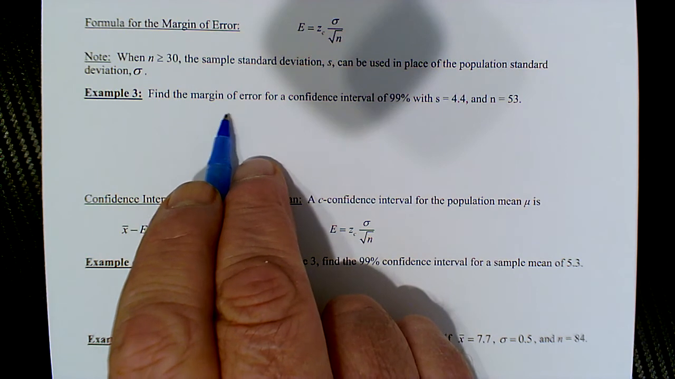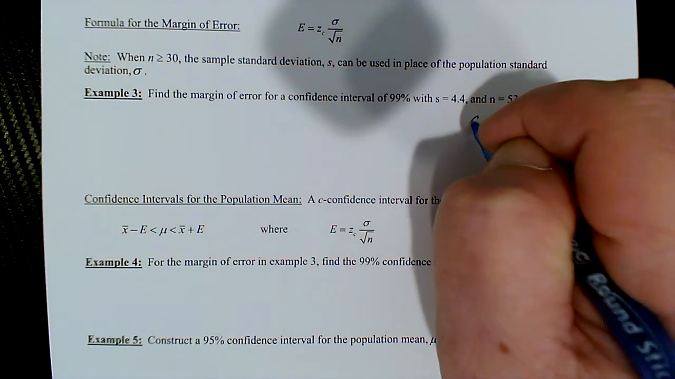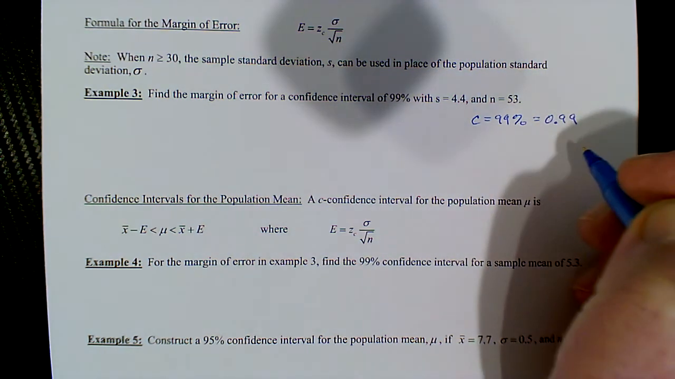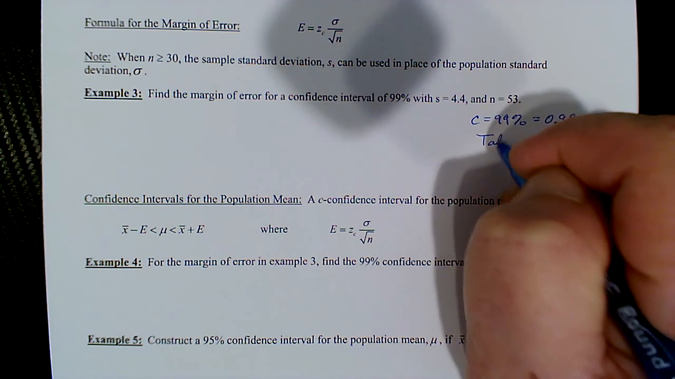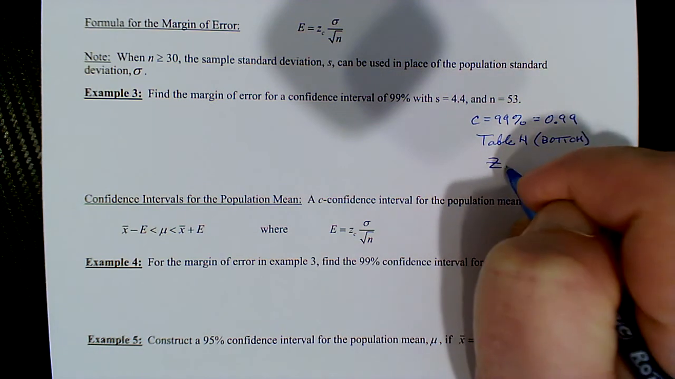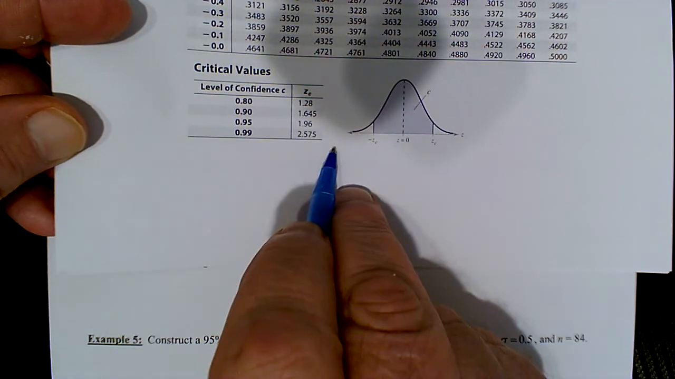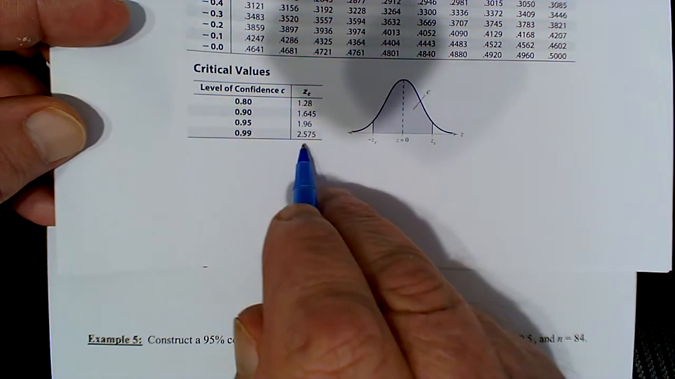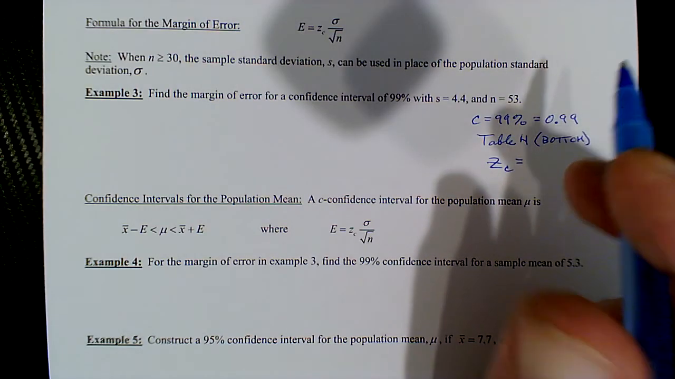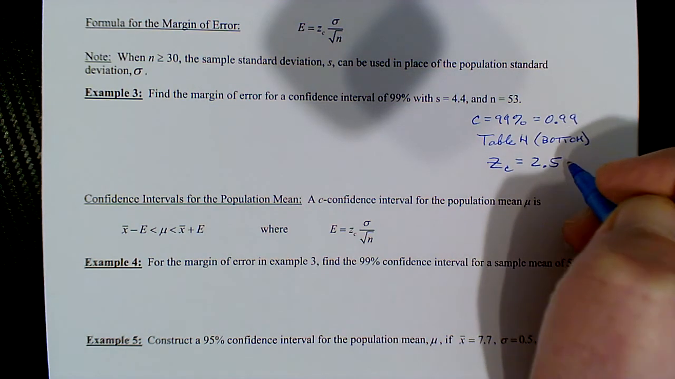So, in example 3 here, we want to find the margin of error for this given situation. C is 99%, or 0.99. So from table 4, at the bottom, Z sub C is given. That is, 0.99 is one of these special percentages, which is 2.575. Now we could go through the procedure of taking 1 minus 0.99 and then half of that and looking up that area, but obviously it's much easier just to use the givens. So 2.575.